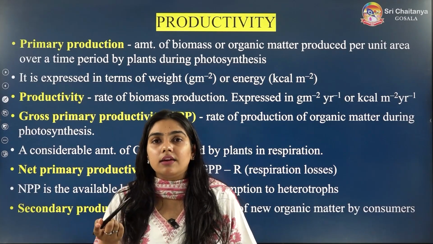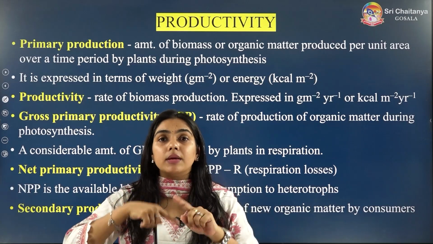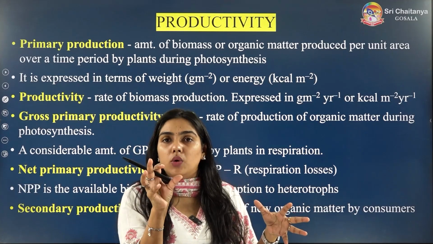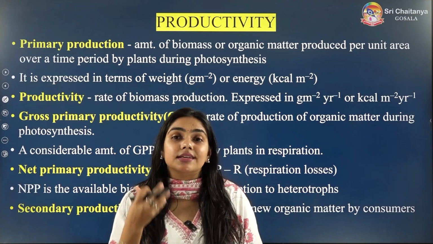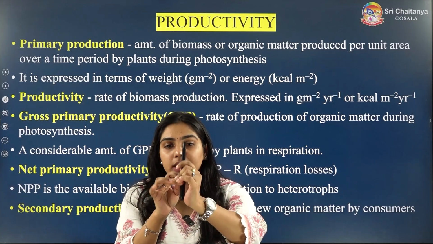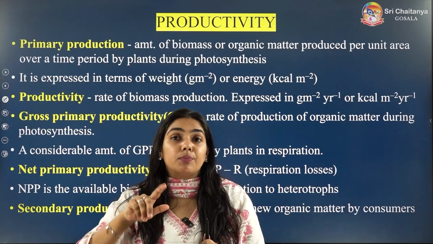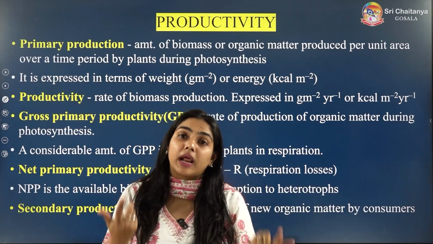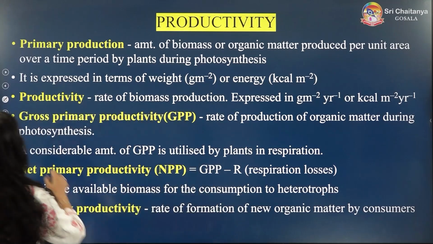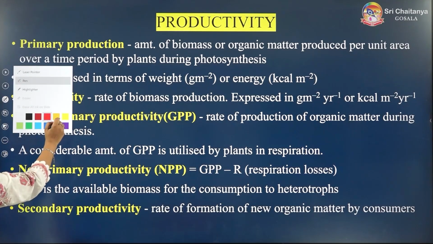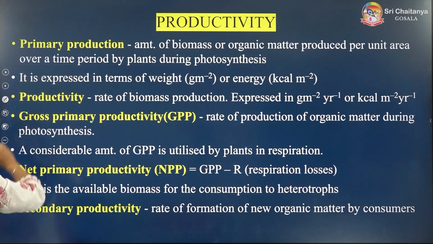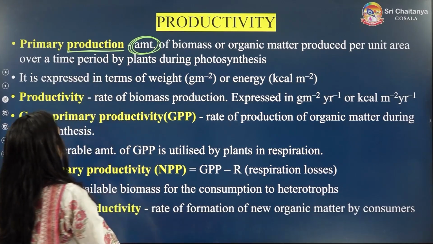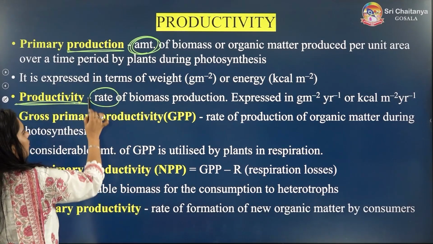Okay, now similarly, we can also understand primary productivity. See, production means the amount. But when we say productivity, it means rate. Okay, so production means the amount of biomass produced, but productivity means the rate of biomass produced. The rate of primary production is primary productivity. It is very, very easy to understand what is primary production and what is primary productivity. Okay, so here I have written primary production is the amount. It is always the amount, not the rate. But when we talk about productivity, it is the rate of biomass production.